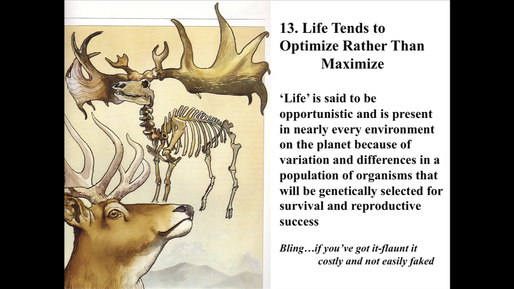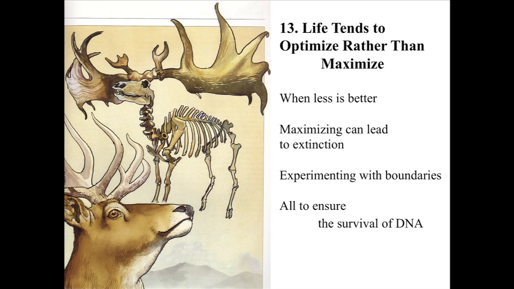Life tends to optimize rather than maximize. Life itself is said to be opportunistic in nearly every environment. But if you've got it, flaunt it. If it's costly and it can't easily be faked, it's sort of the bling that moves things forward evolutionarily. But basically, less will turn out to be better. Maximizing can lead to extinction, as in this example of an elk's horns. And this is to maximize functionality.